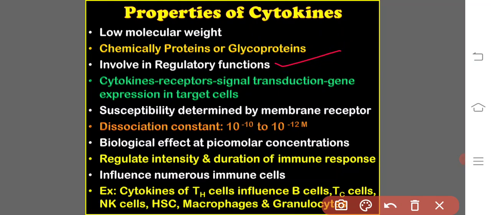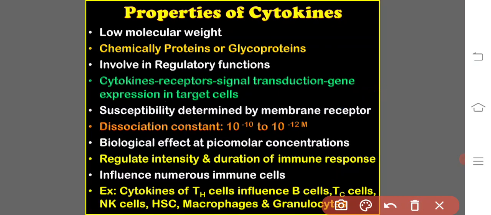And if you observe the mechanism, cytokines bind to specific receptors on the membrane of target cells on which they are going to act, thereby triggering signal transduction pathways that ultimately alter the gene expression in the target cell. The susceptibility of the target cell to a particular cytokine is determined by the presence of a specific membrane receptor on the target cell.